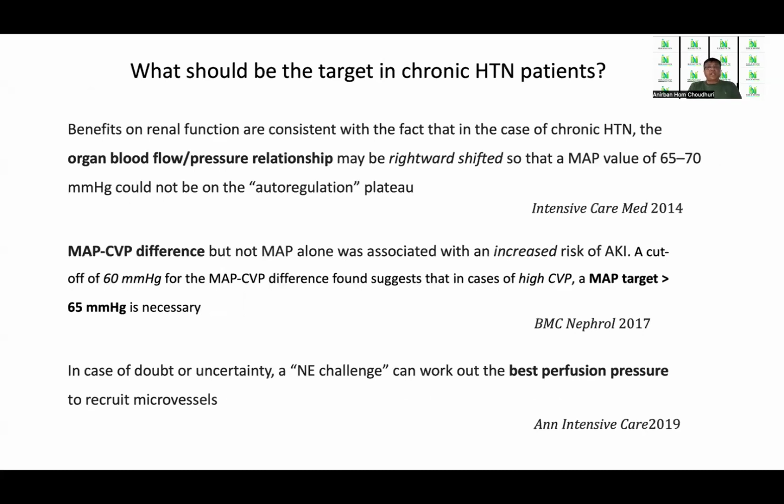Now, what should be the target blood pressure in chronic hypertensive patients? This is another question which often comes up during personalized or individualized therapy, because the benefits on renal function are consistent with the fact that in chronic hypertension, the organ flow pressure relationship may shift slightly rightward, so that a MAP value of 65 to 70 millimeter could not be on the autoregulation plateau.